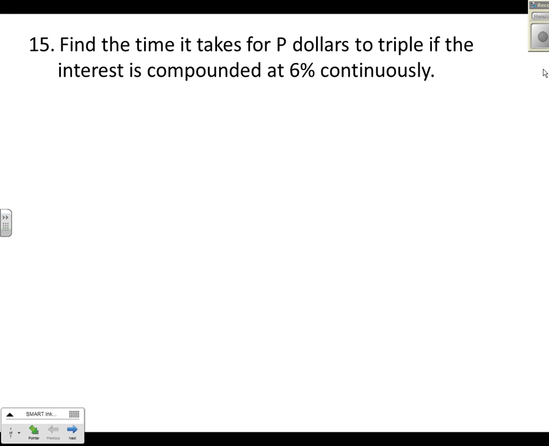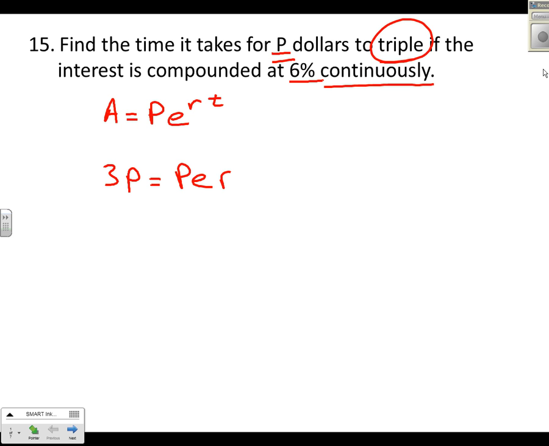So here on number 15, we're to find the time it takes for P dollars, so they don't tell me how many dollars we start with, to triple if the interest rate is compounded at 6% continuously. So if it's continuous compounding, I'm going to use my amount equals my principal, what I started with, e to the r times t. And I am starting with P, but in this case, if it's going to triple, then the amount I'm going to end up with is 3P equals P e to the r. Oops, that's bad. Not times r, but to the rt.